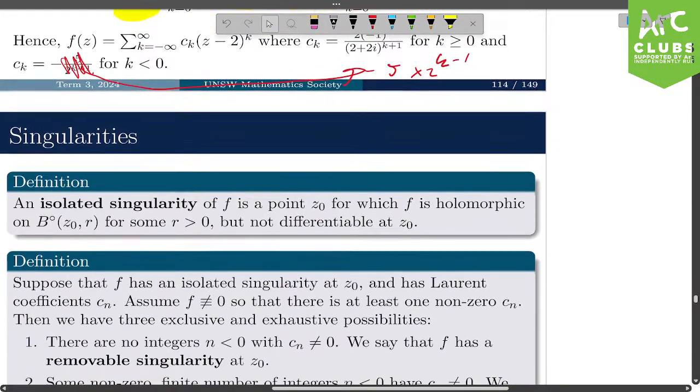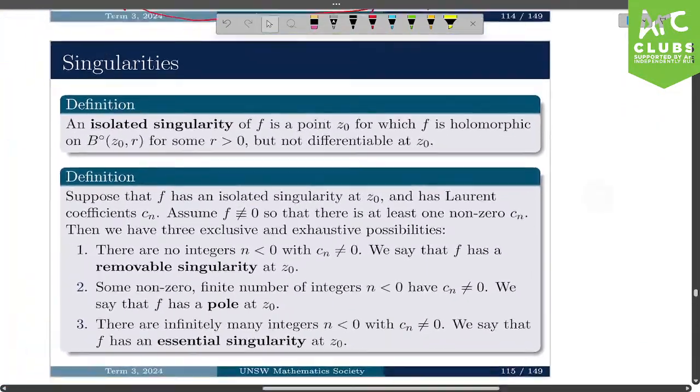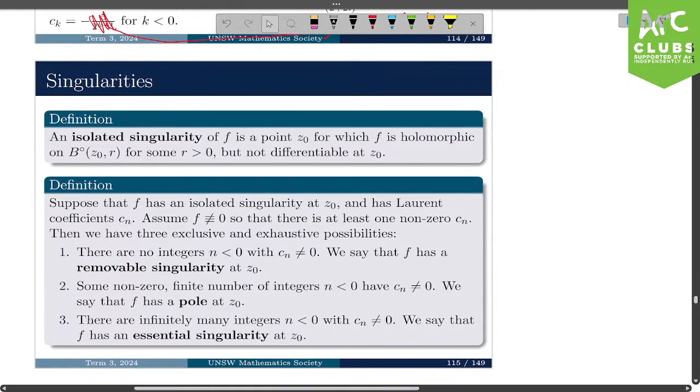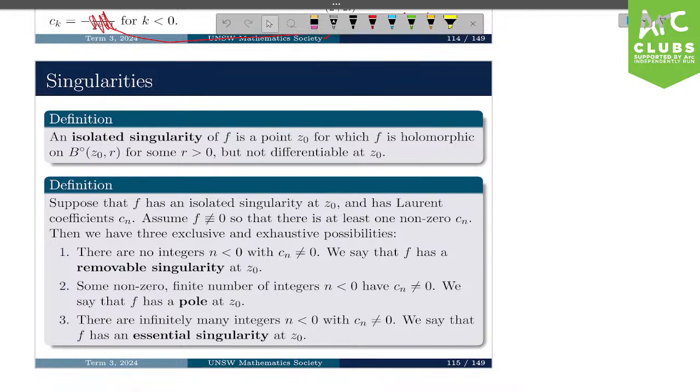Anyways, moving forwards. So now we've got singularities, right? A singularity is basically a discontinuity or just undefined points. That's the easiest way to think about it, but then we can apply a more rigorous definition to them. So it is a point that is holomorphic on the punctured disk. That is to say that at a certain point it is not differentiable there, but surrounding it within some radius it is differentiable. So it's just a pole.